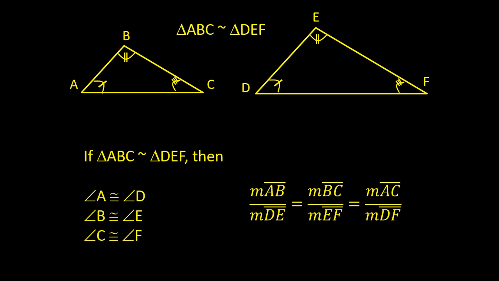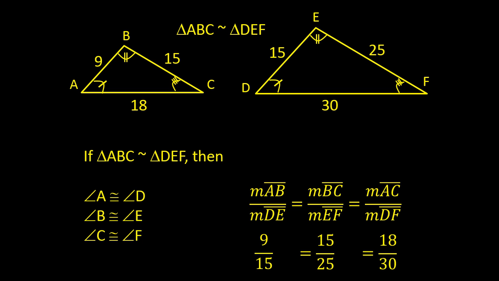So since we know we have similar triangles, let's suppose that we also know something about the lengths of their sides. Since side AB and side DE are proportional, that means we can form a fraction from those side lengths and have the fraction 9/15. Side BC and side EF are proportional, so we can form a fraction out of their side lengths. And side AC and side DF are proportional. So because these two triangles are similar, these three fractions that we've just formed have to be equal to each other.